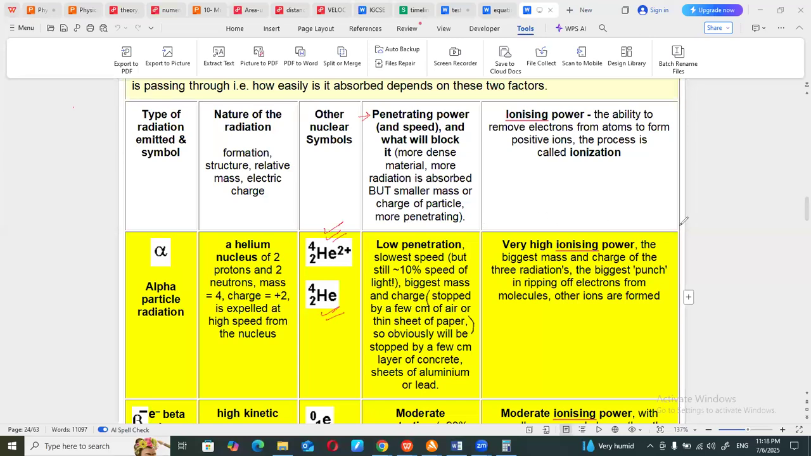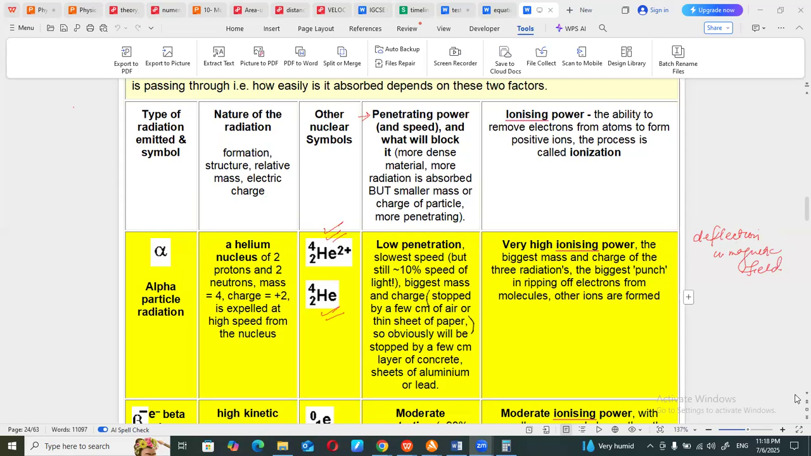Next is magnetic field. When you pass this alpha particle through the magnetic field, they show deflection in the magnetic field. So that is what the properties of alpha particle are. This is the symbol of alpha.